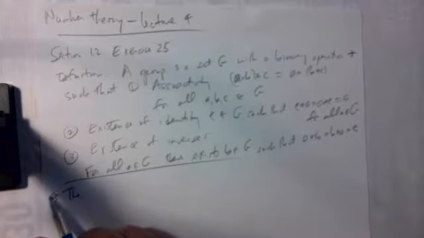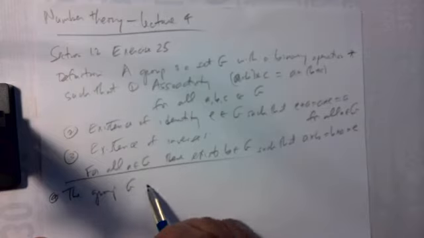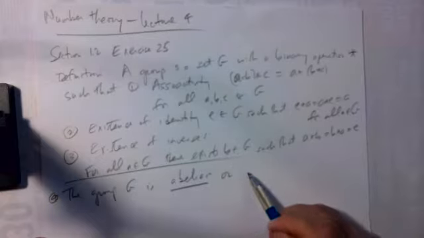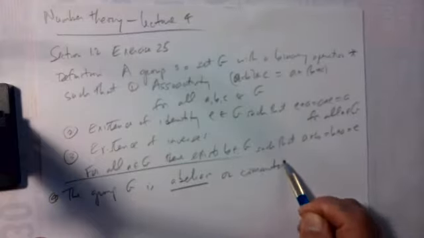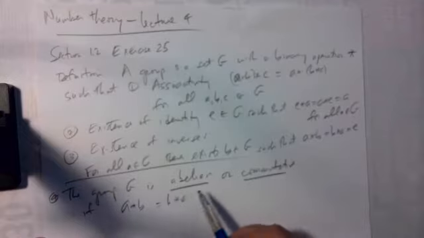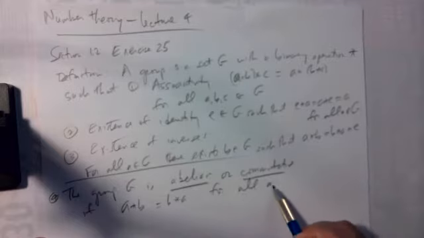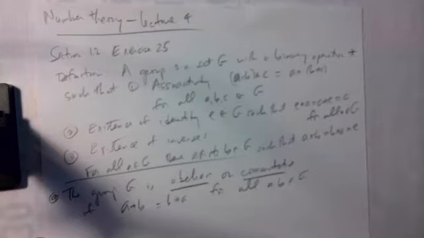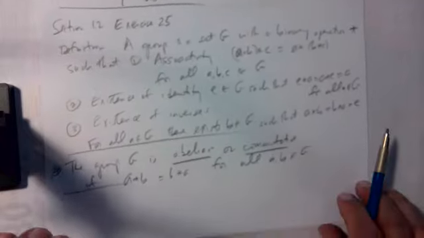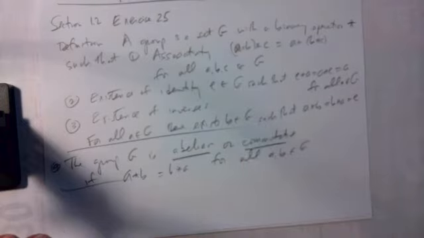And finally, we say that the group G is abelian, or commutative, they mean the same thing, if the order in which you add or multiply doesn't matter, A times B equals B times A for all A and B in the group. So that's the definition of a group and an abelian group. And what's an isomorphism?